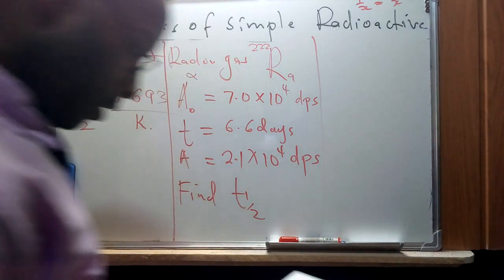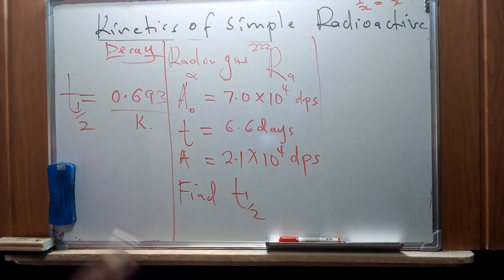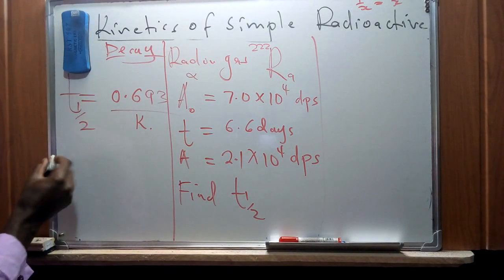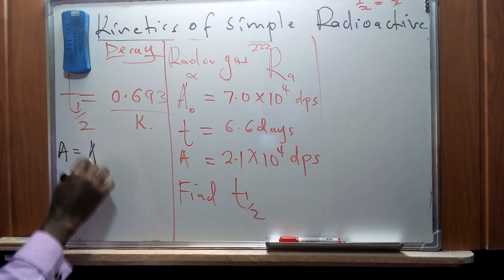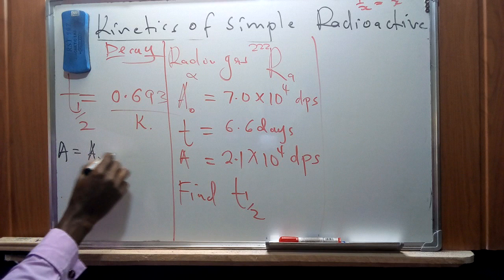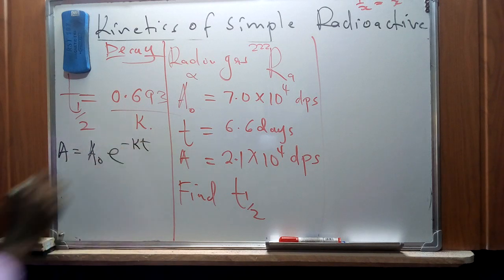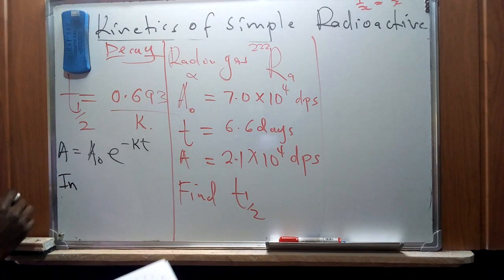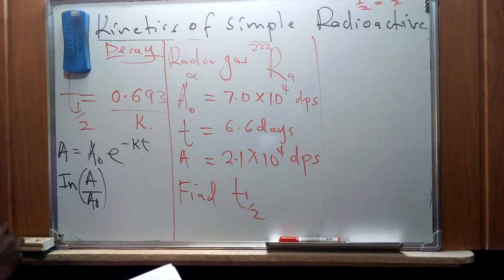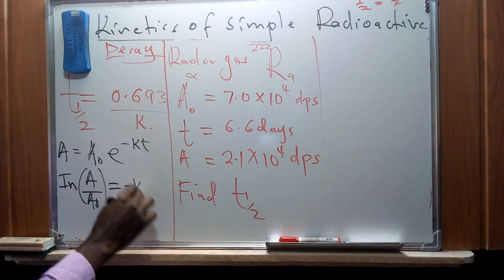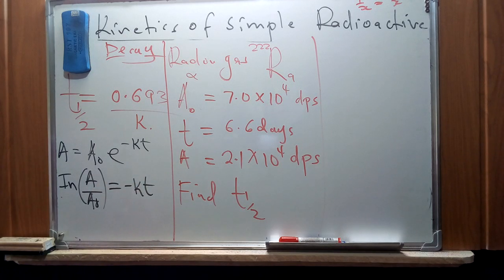The approach we're going to use: we have been given the rate of disintegration, which is given as A. So we're going to use the formula that contains A naught and kt. This can be written in the form of natural logarithms, where the two rates of disintegration give us kt. So this is the formula we're going to use, the ratio of those disintegrations.